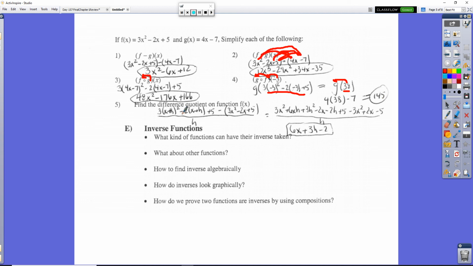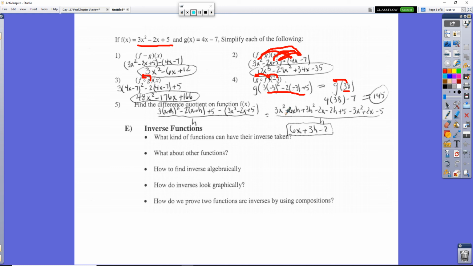The last one in this grouping was finding the difference quotient of formula f of x. So f of x was this quadratic right here, 3x squared minus 2x plus 5. You have to evaluate that at x plus h. So putting x plus h where the x's go into this formula right here, here, and here. You're going to have to FOIL this out, multiply by 3, distribute the negative 2. Then you're going to have to subtract the original function from it. So you get this entire big, long, crazy numerator.